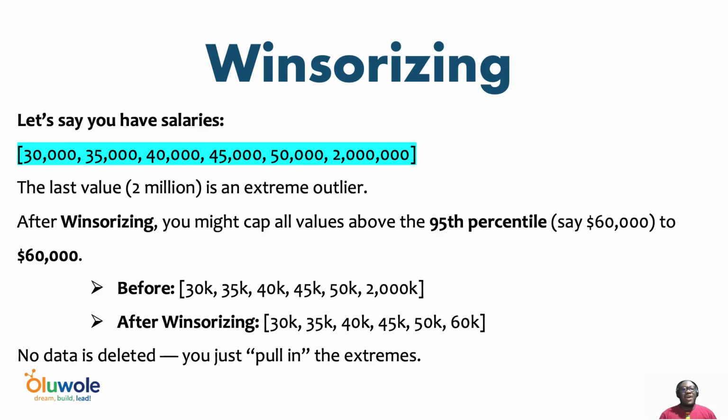So all we do is that any value above 60,000, which is very extreme like this, gets capped. Look at the example I gave. Before Winsorization, we had 30K, 35K, 2 million. After Winsorization, we have 30K, 35K, 40K, 45K, 50K. You can see that the 2 million has been changed. So no data is deleted. You just pull in the extremes. That's all. Then you put it in your report.